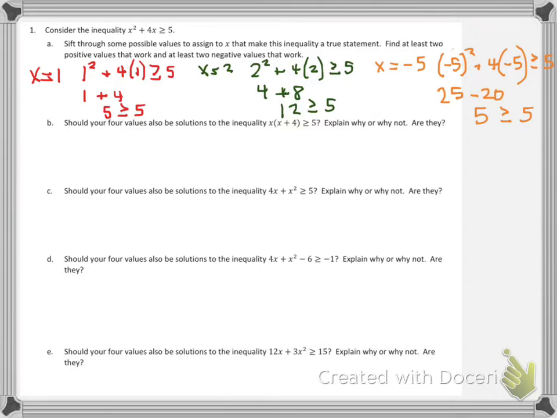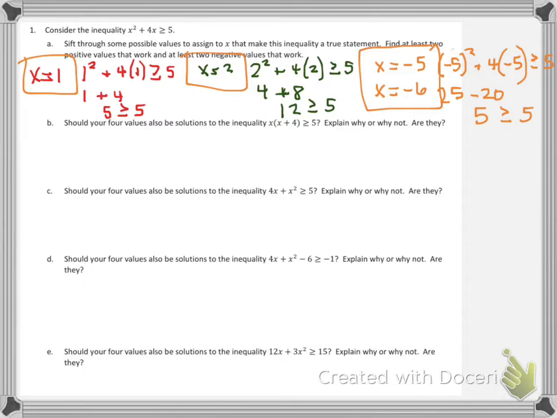So it looks like if I go -5 or smaller, that will work. So maybe x is -5 and maybe x is a -6. Let's just do those. So I know those are solutions that make it true. I've got x equals a positive 1, x equals a positive 2, x equals a -5, and x equals a -6. I know those all make it a true statement.